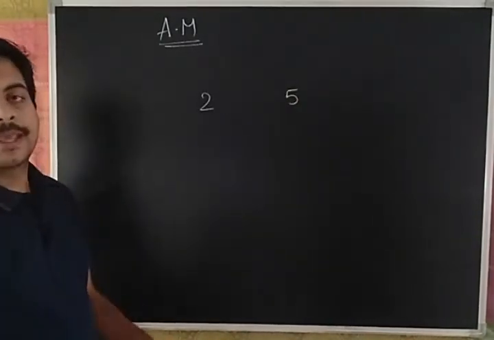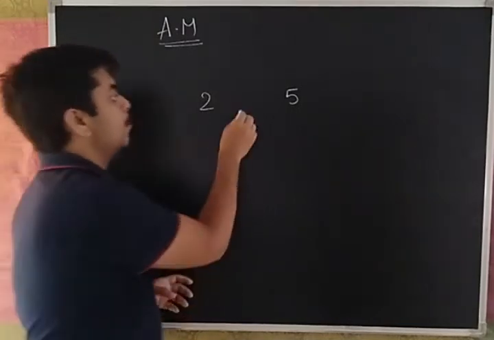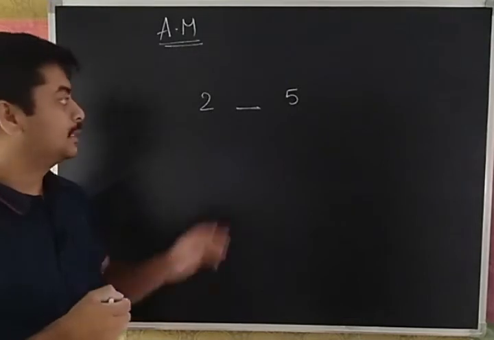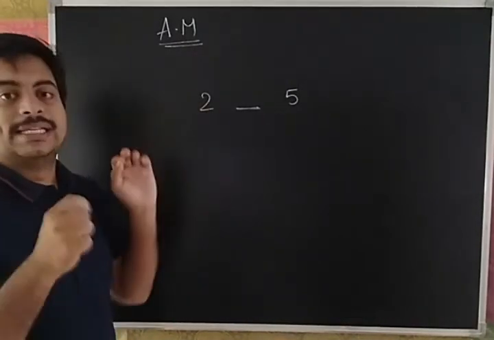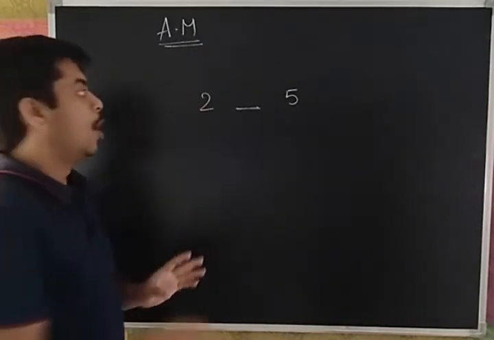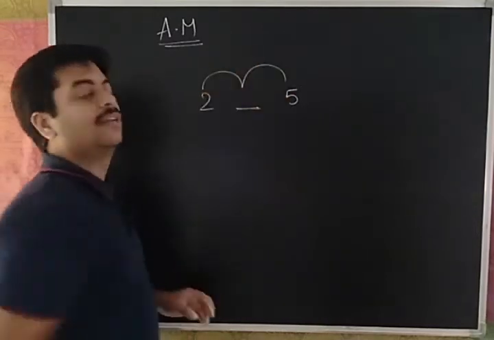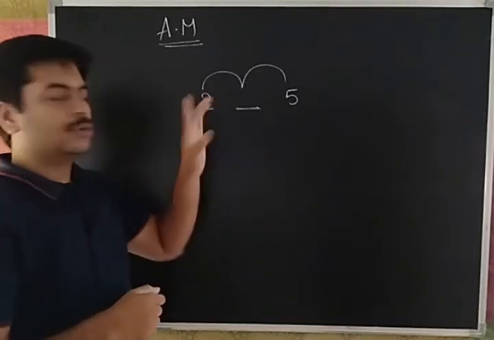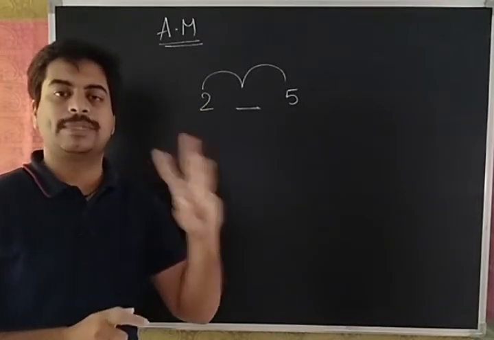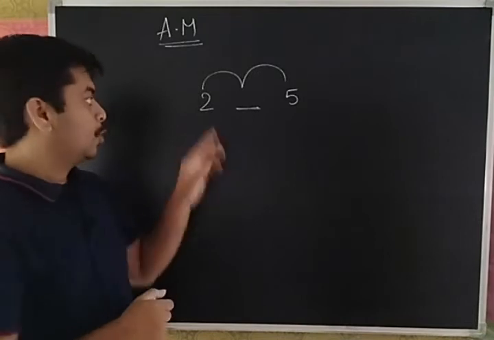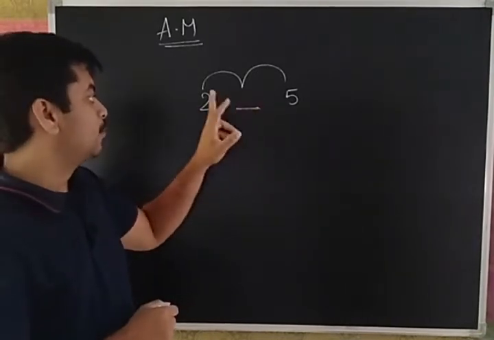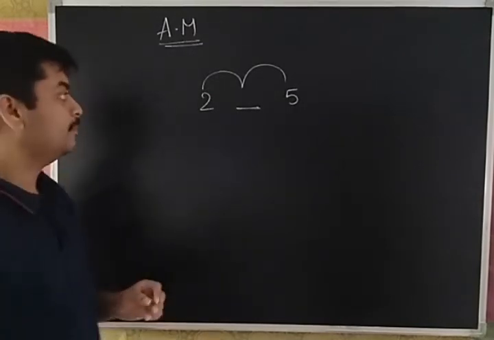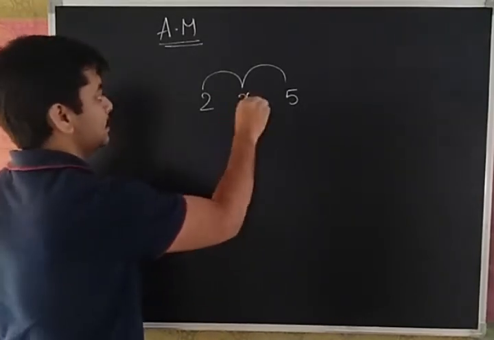2 and 5. I want to insert one more number between 2 and 5 such that all these three numbers will form an AP. Only two numbers cannot form AP. At least there should be three numbers. So between 2 and 5 I need to insert one more number so that all these three should be in arithmetic progression. Let us take that number as x.